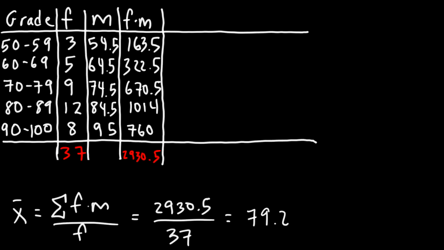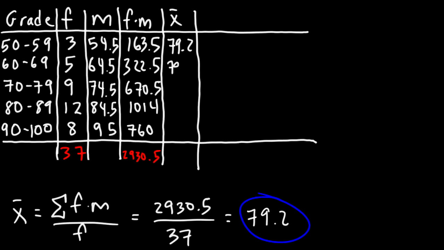Now, does this answer make sense? Do you think the mean is around 79? Well, notice that the bulk of the data is in this range. So 79 as the mean makes sense because most students, they scored between 70 and 89. So it makes sense that the mean is like around 79, 80. So now in the next column, we're going to put the mean, which is 79.2. And that's, of course, a rounded value.